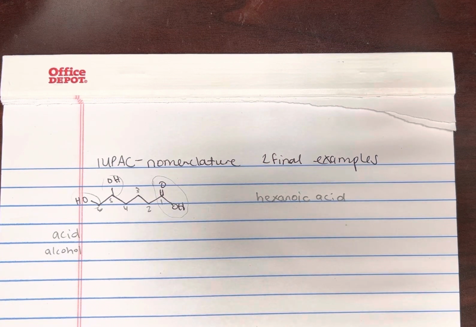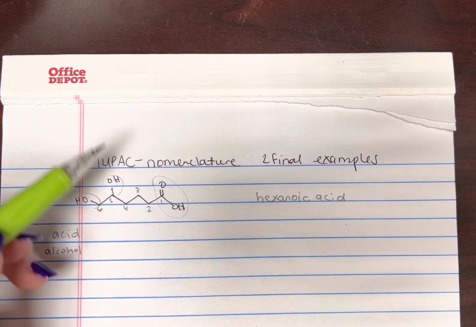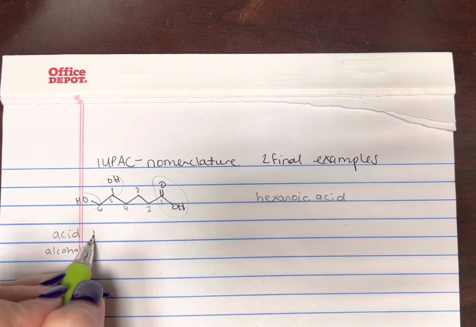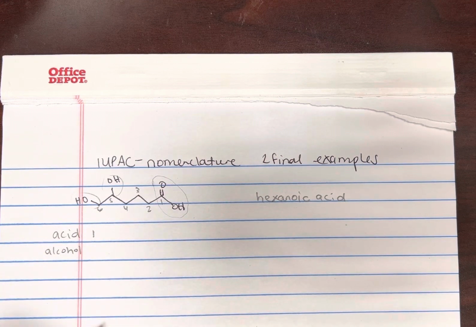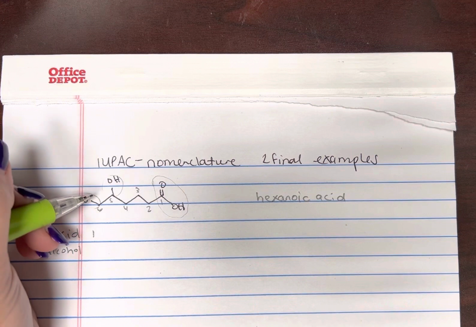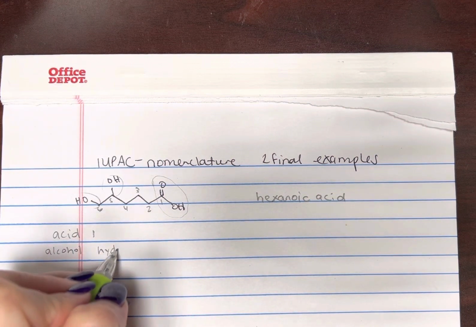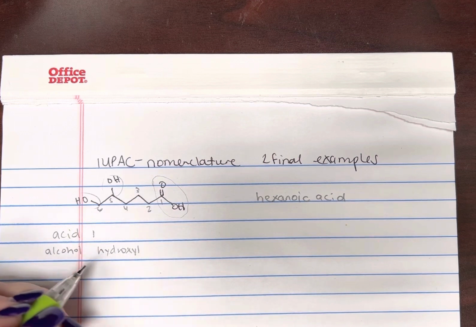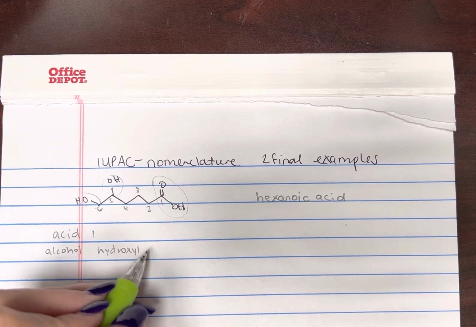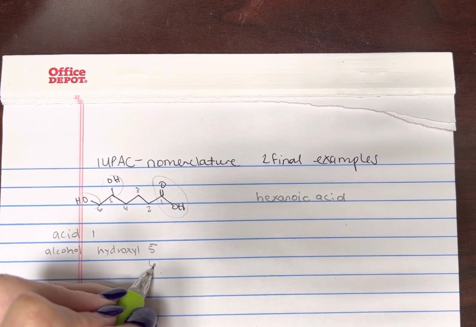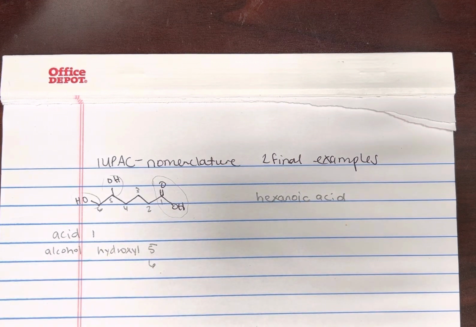Okay, so now we have to number these. Again, this is our acid, so that's at 1. And then we have a hydroxyl on carbon 5 and a hydroxyl on carbon 6.